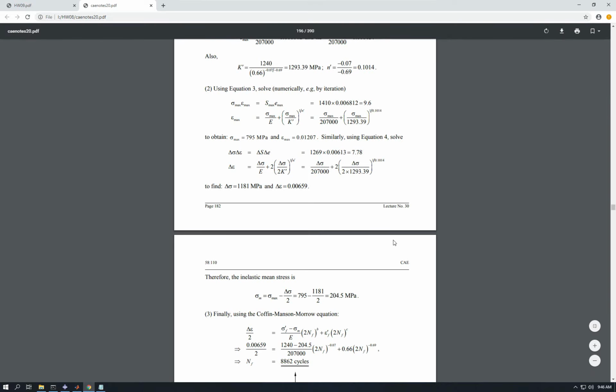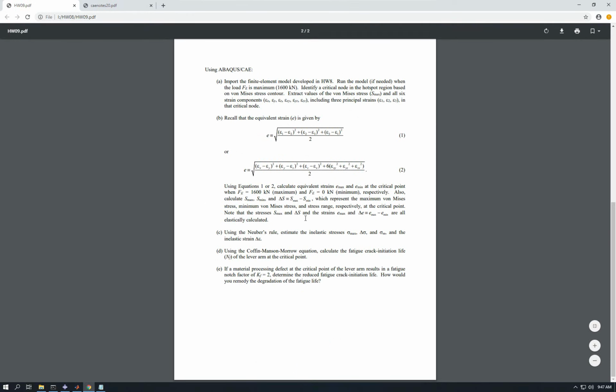And one more thing we need to calculate is sigma m. It's the mean stress, and you already got the values for these based on these calculations. So you get sigma m, and your work is done for the second part, and also the third part, by the way.